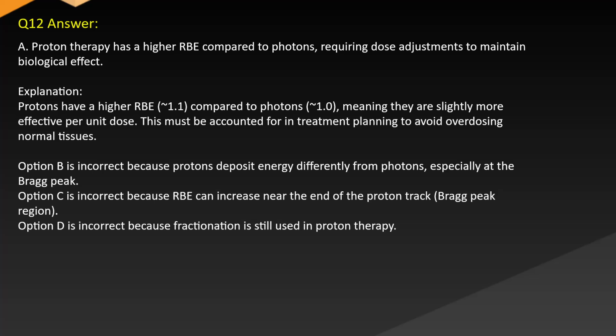Option B is incorrect because protons deposit energy differently from photons, especially at the Bragg peak. Option C is incorrect because RBE can increase near the end of the proton track, the Bragg peak region. Option D is incorrect because fractionation is still used in proton therapy.